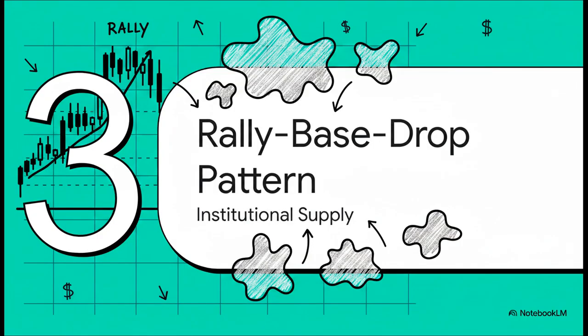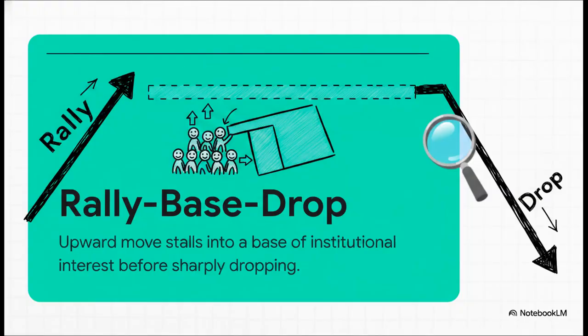Section 3, the rally-based drop pattern. This is how we identify institutional supply. The rally-based drop is a highly specific formation that acts like a flashing neon sign for institutional sellers. Let's frame this as a real-world scenario, okay? Imagine an asset is just climbing rapidly. Everyone's excited. That's your rally. But suddenly, it hits a brick wall and just stalls. This stall forms what we call a base.